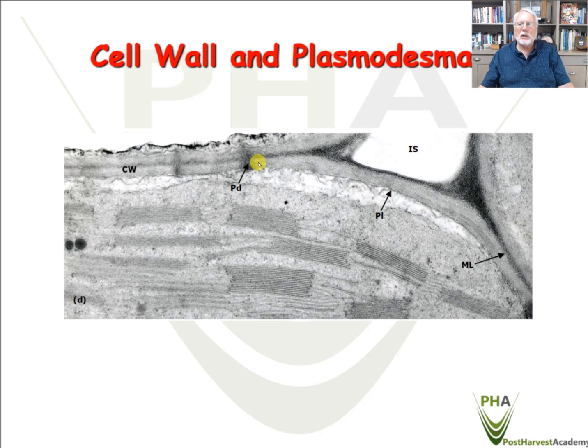The primary cell wall in fruits, vegetables, and cut flowers is generally thin, flexible, and extensible, and it's formed while the cell is growing and comprises polysaccharides like cellulose, hemicelluloses, and pectin. The outermost layer that forms the interface between adjacent plant cells and glues them together is known as the middle lamella. This layer is rich in pectin.